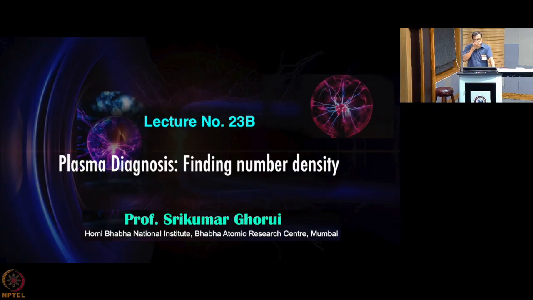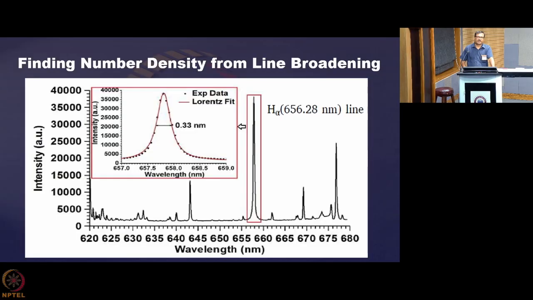Now the other important parameter apart from plasma temperature is number density, that is the electron number density in the plasma, and you know that if it is singly ionized, then electron number density is the same as ion number density, and that number density determination I will be discussing in this class. So how do we do that?